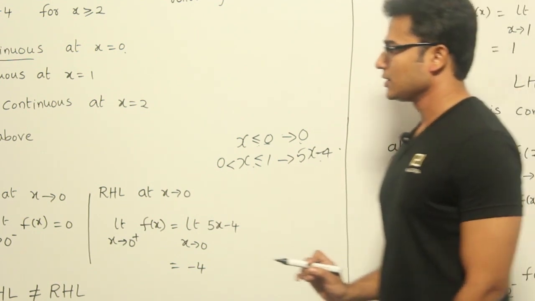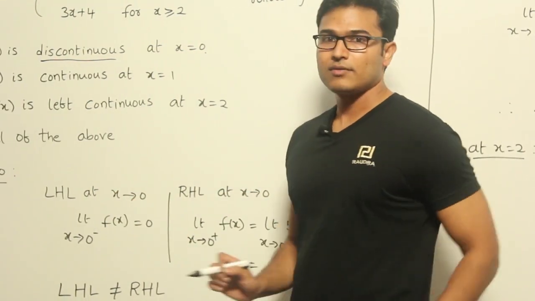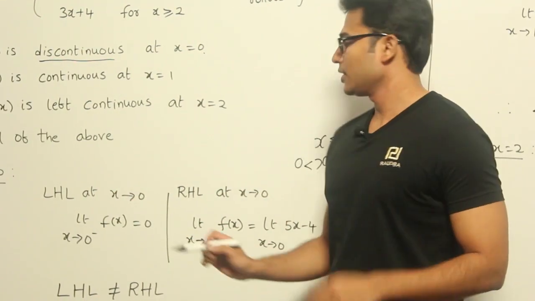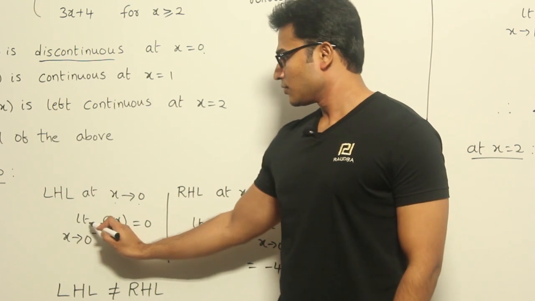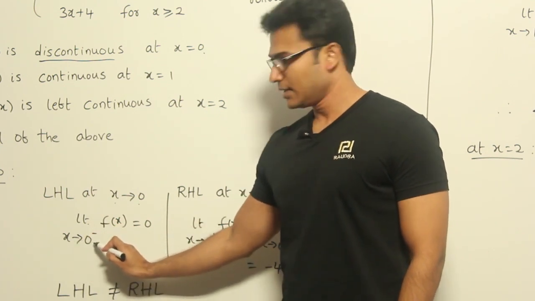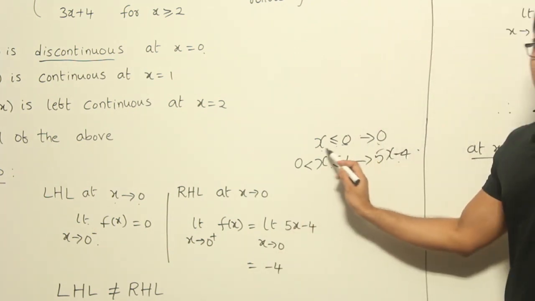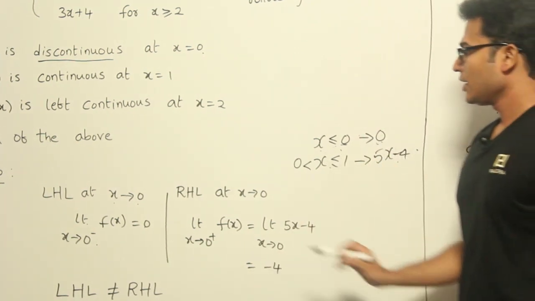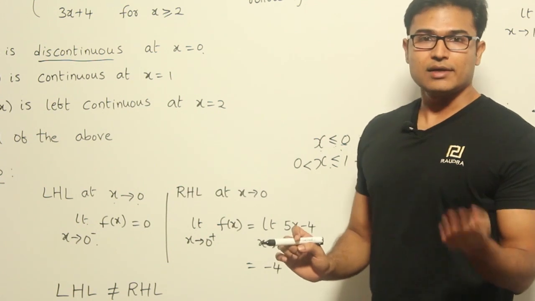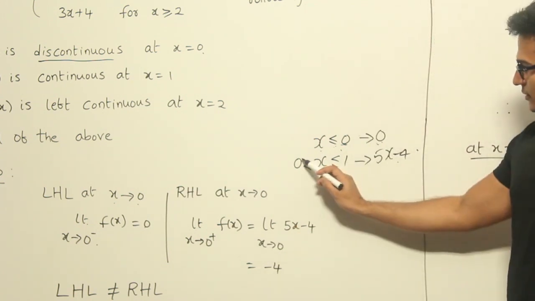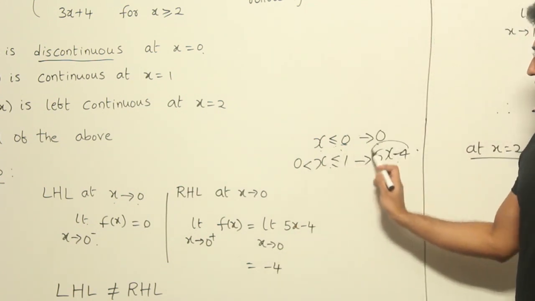Got it? So, the left hand limit is nothing but when x is slightly less than 0, which means the limit as x tends to 0 minus of f of x is nothing but 0, right? Why here? When x is less than or equal to 0, it is 0, right? What about the right hand limit? When x is slightly greater than 0, we are going to use this function, right?